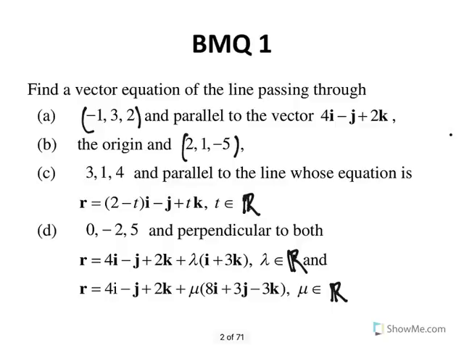So this video on BMQ question 1, we are talking about vectors 2 tutorial BMQ question 1. First, find a vector equation of the line passing through (-1, 3, 2), point A, and parallel to the vector (4, -1, 2).